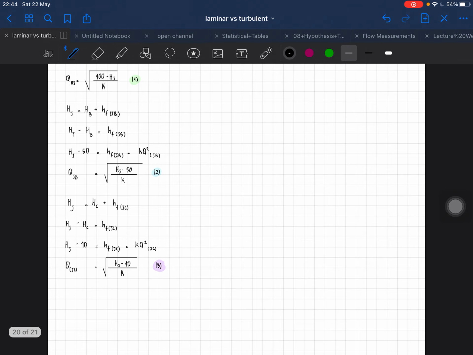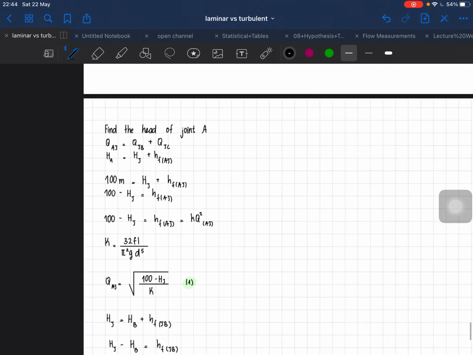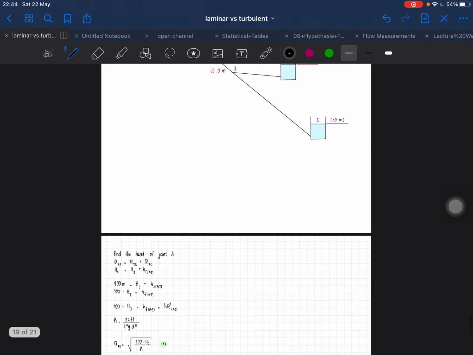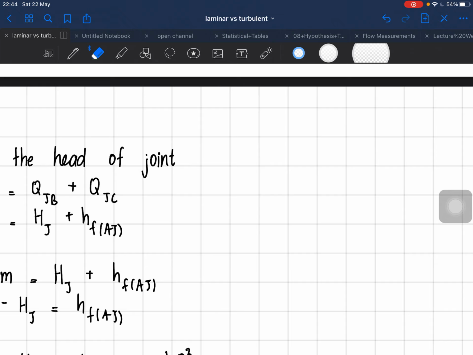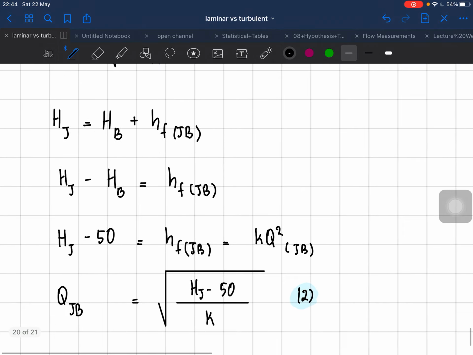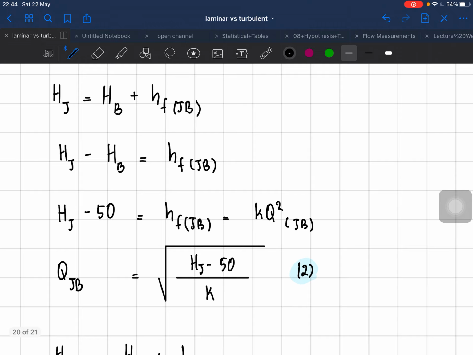We are trying to find HJ, right? Which is the head of joint. Joint J. Oh, when did I get this wrong? Why no one is telling me? Okay, so it's joint J, and yeah, we're finding HJ. You actually need to construct a table in the Excel.